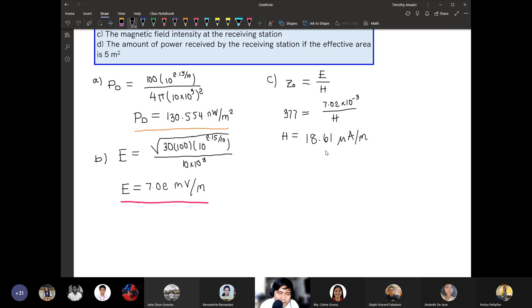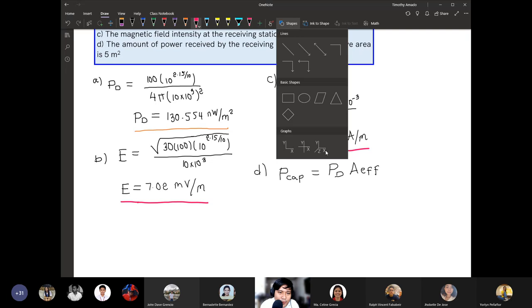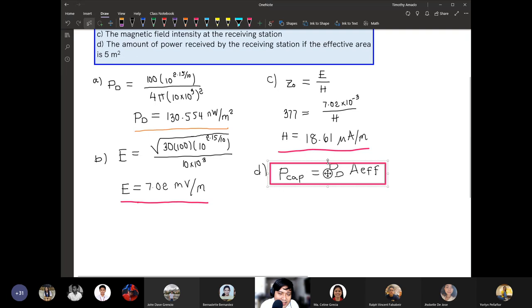And finally, guys, no, letter D. Ito may formula to, no? So, hinahanap yung power received. So, yung power received or the captured power, okay, ay equal dun sa power density multiplied by the effective area. Ayan, no? So, babalikan natin to, guys, pag nasa antenna system na tayo. So, wag pong kakalimutan tong equation na to. No? So, yung capture power, P cap, is equal sa power density multiplied by the effective area.